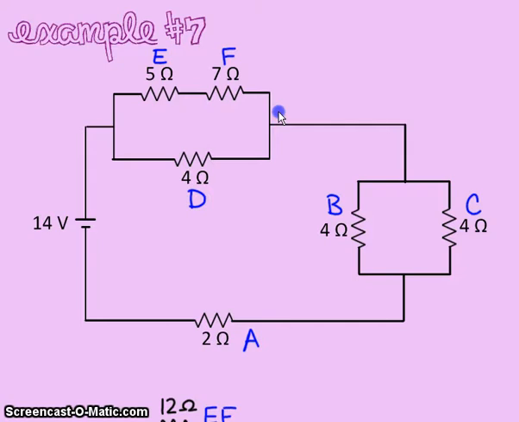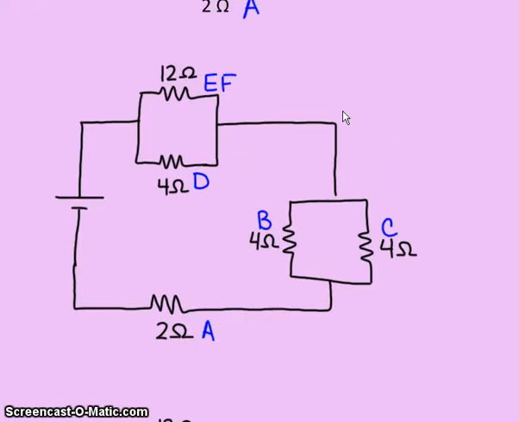So I will need to draw a new picture, and instead of 2 resistors up here, I will have just 1, and that 1 resistor will have the equivalent resistance of those 2. Pause the video and draw a new picture. This is what your picture should look like. Instead of having those 2 resistors there, I now have a 12 ohm resistor in its place. I now call that resistor EF because I combined resistors E and F to get there.